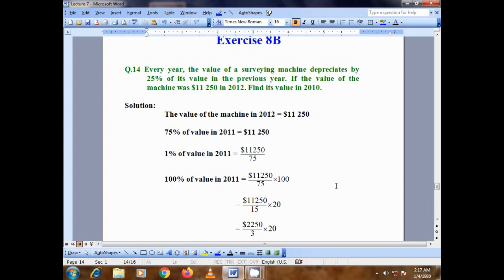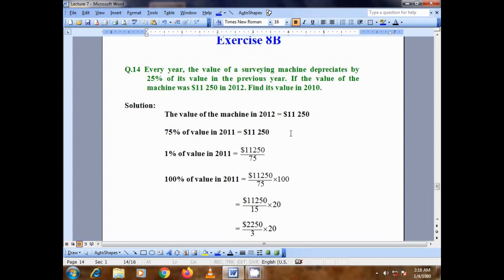Now, to solve this question, we have the value of the machine in 2012, which is $11,250. So we will start from this data. Since the value of the machine decreases 25% every year, first we will find the value of the machine in 2011, then we will find its value in 2010, which is the required answer. So we know that the value decreases 25% every year.